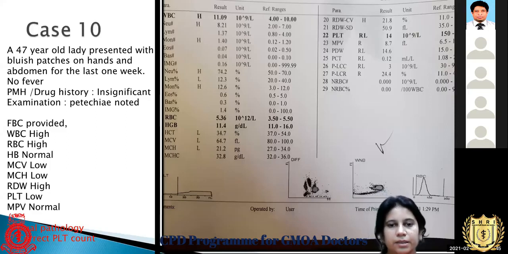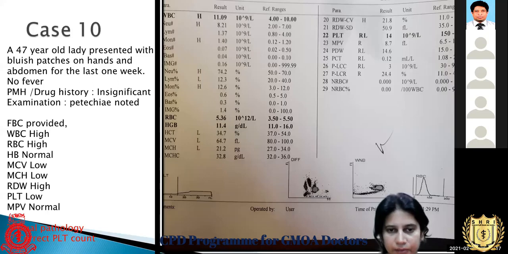So this is the full blood count. You can see high WBC, neutrophil leukocytosis, and prominent monocytes. When you move to the RBC, it's normal. Hemoglobin normal. Hematocrit on the low side. MCV again low, 64. MCH low, 21. And platelets low, and mean platelet volume is normal.